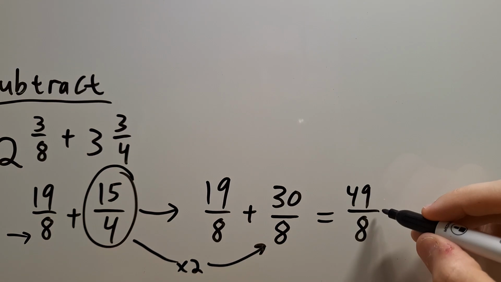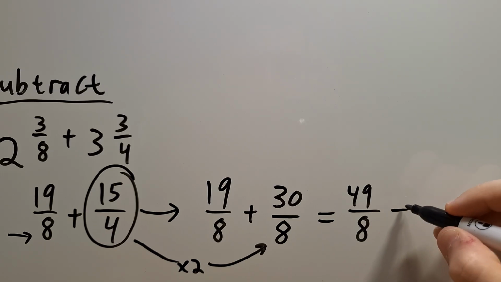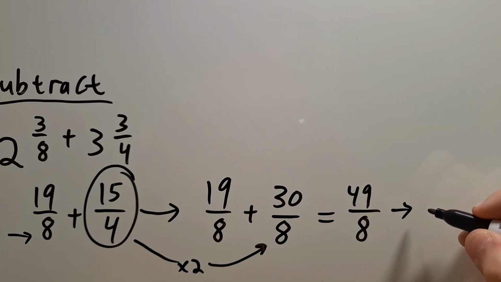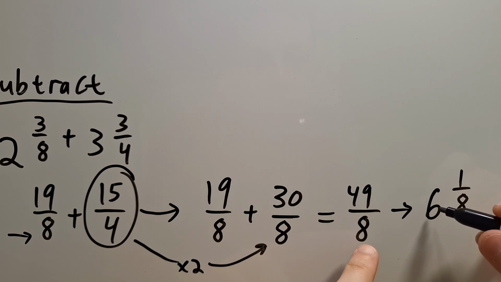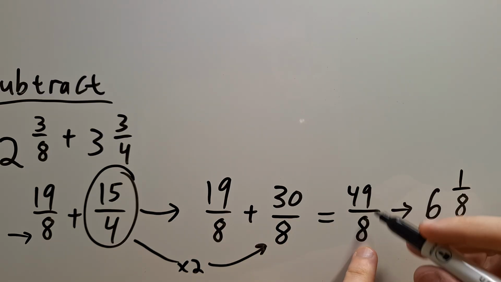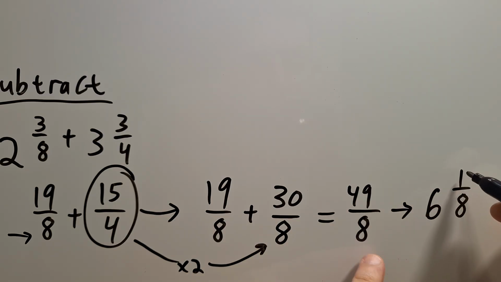And then the last step is to rewrite our improper fraction as a mixed number, which will give me 6 1/8. 6 groups of 8 will go into 49, and you'll have one remainder left over.